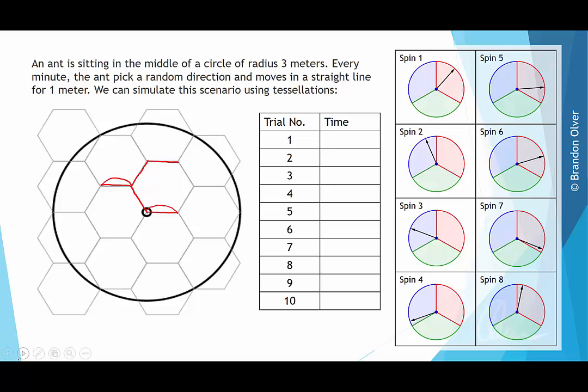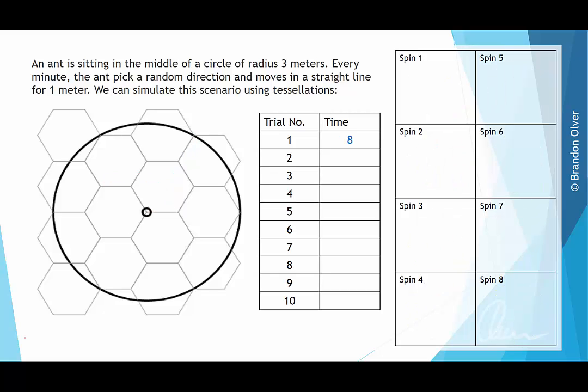Finally, the last one is also a red, which takes us to the edge of the 3 meter radius. Therefore, it takes the ant 8 minutes to leave the circle. So we'll do another one of those again.